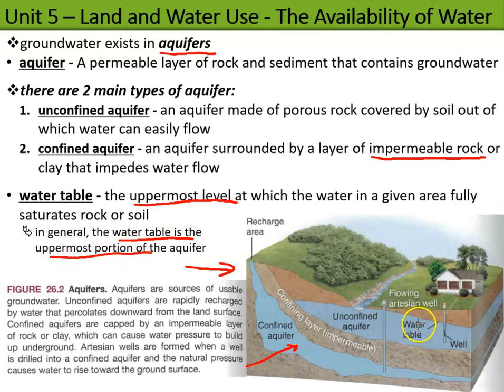And so you can see right here, the water table is labeled, and I'll kind of trace it right there. There's the water table right there. That's the water table for the unconfined aquifer. If you were looking at the confined aquifer, then this would be the water table of the confined aquifer. So that's the uppermost layer where you have full saturation of water down in the soil.